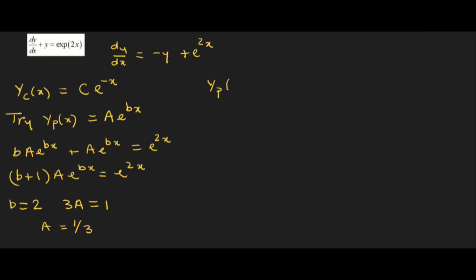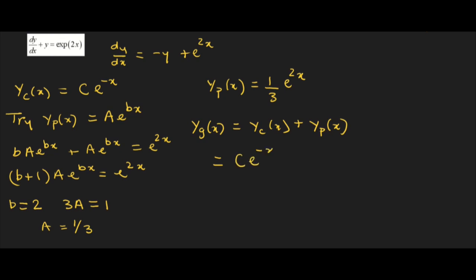So that means our particular integral can be written as 1/3 e to the power 2x. And our general solution for the differential equation is the sum of the complementary function and the particular integral. So in this case what we'll get is a constant of integration c multiplied by e to the minus x plus 1/3 e to the power 2x. And we can confirm this by differentiation.